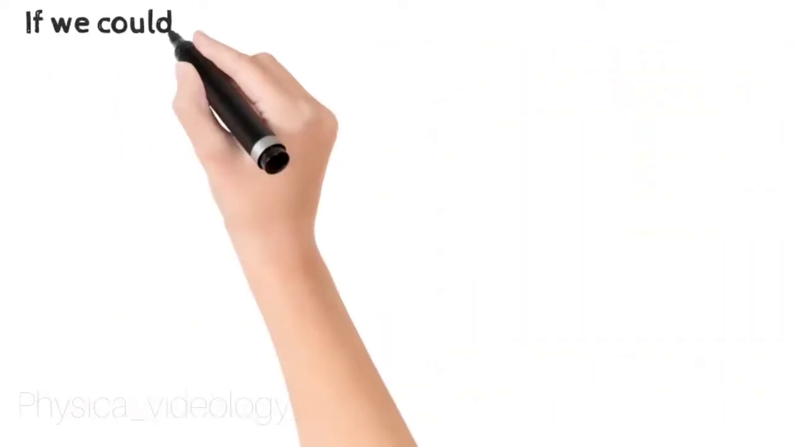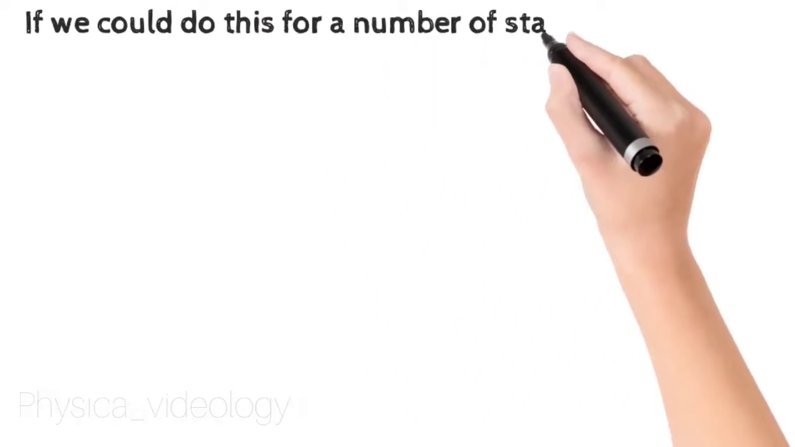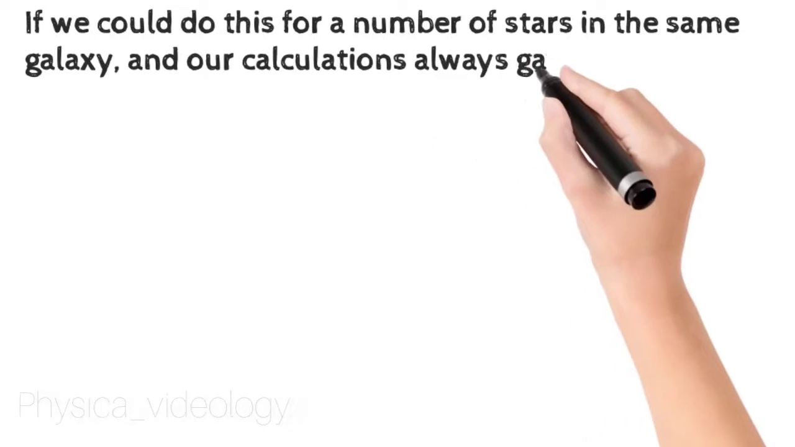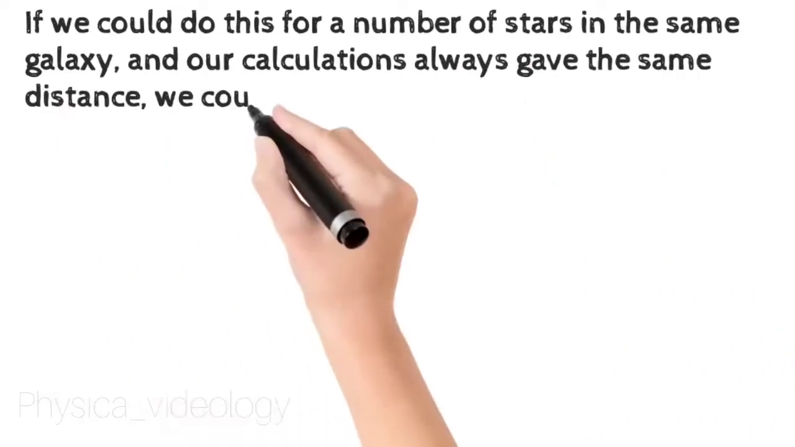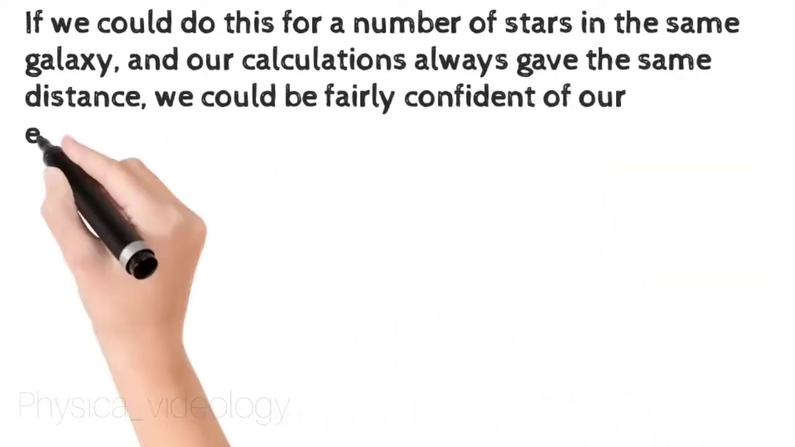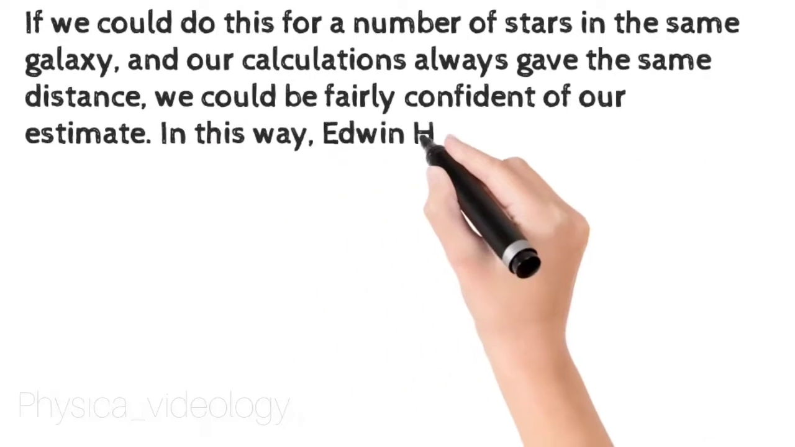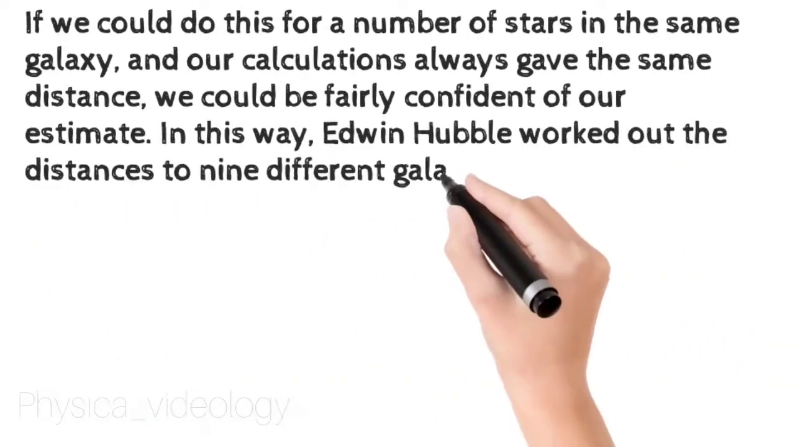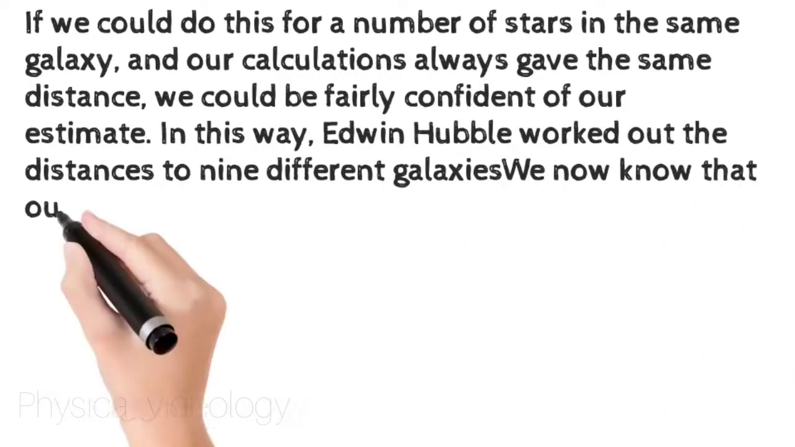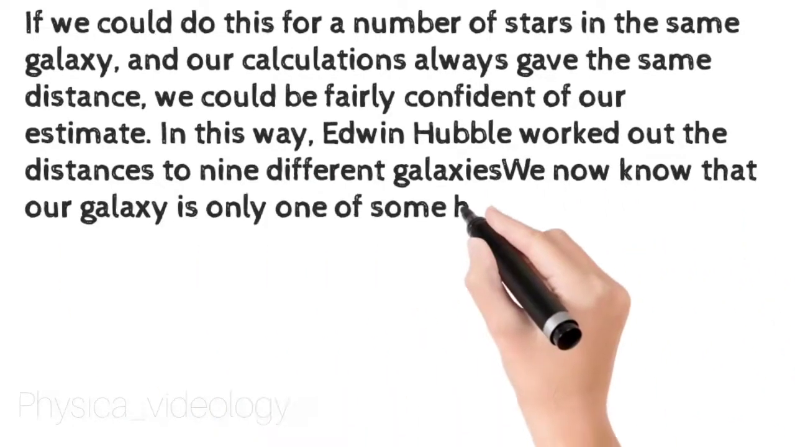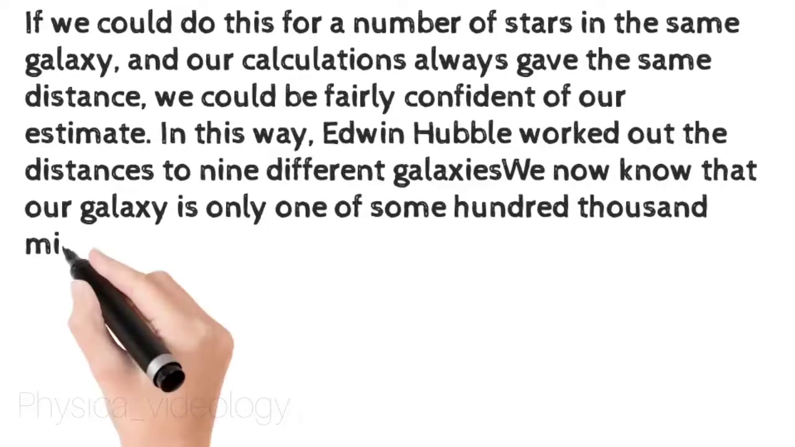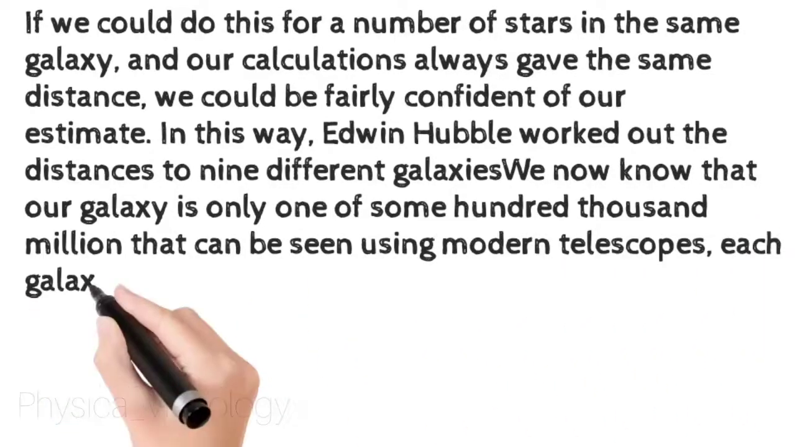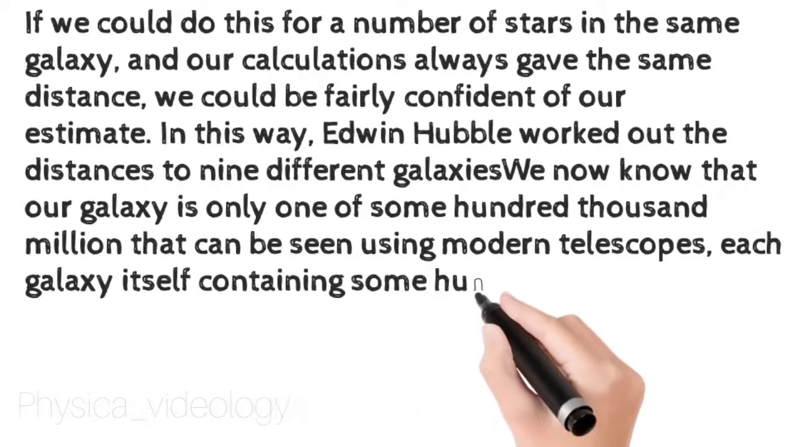If we could do this for a number of stars in the same galaxy, and our calculations always gave the same distance, we could be fairly confident of our estimate. In this way, Edwin Hubble worked out the distances to 9 different galaxies. We now know that our galaxy is only one of some 100,000 million that can be seen using modern telescopes, each galaxy itself containing some 100,000 million stars.